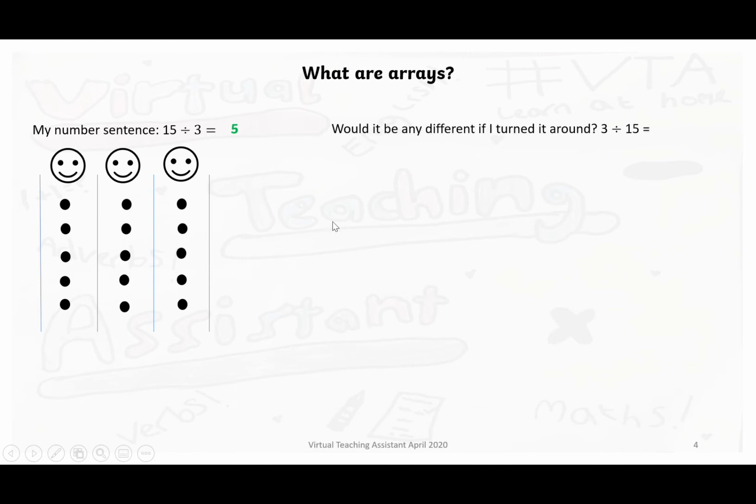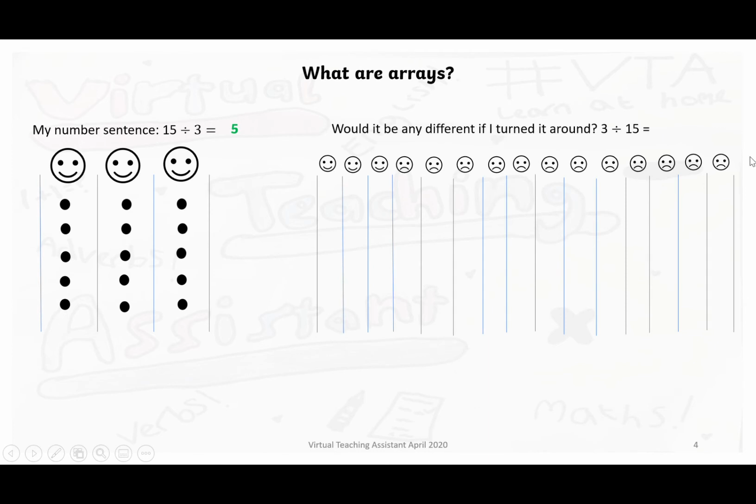Okay. Now, would it be different again if I turned it around? Can we do 3 divided by 15? So I need to draw 15 friends. Here are all my friends. Oh, they're not all happy. Now, let's see if we can share my 3 between the 15 friends. 1, 2, 3. That's why they're not happy, because I've got no more to go around. Okay? Again, that biggest number needs to go first.